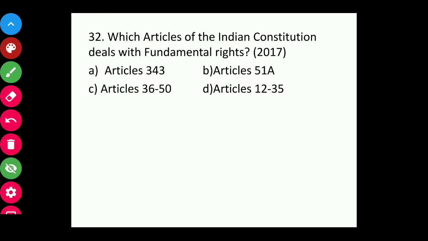Which articles of the Indian Constitution deal with fundamental rights? A. Article 343. B. Article 51A. C. Article 36 to 50. D. Article 12 to 35. So the answer is D. Article 12 to 35 deals with fundamental rights.